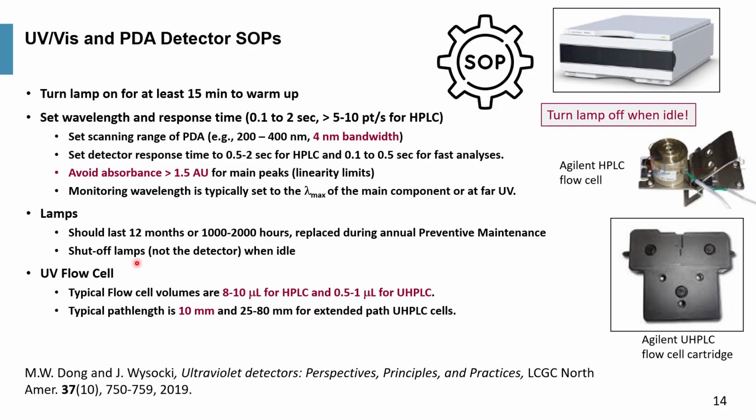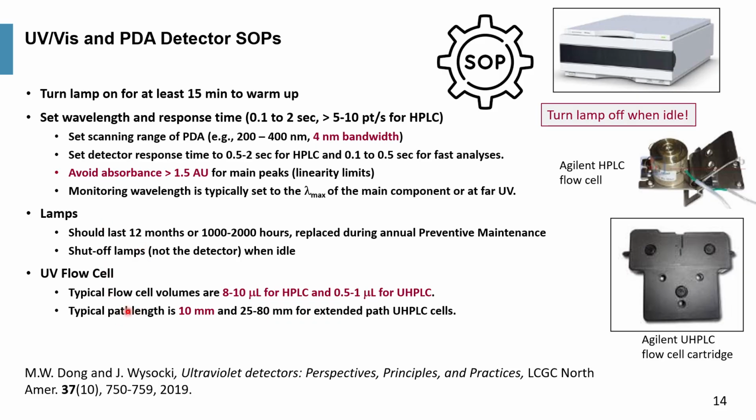Lamps have a lamp life of 1,000 to 2,000 hours, which sounds like a lot, but it's not. And if you leave it on, it's about 3 months. Typically, it's replaced during annual preventive maintenance every year. So shut down the pump and the lamp, but not the detector, when idle.